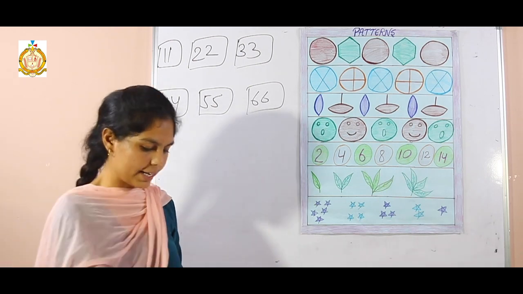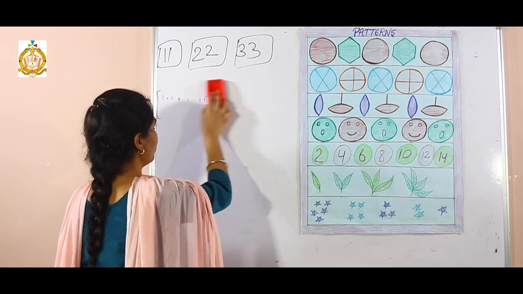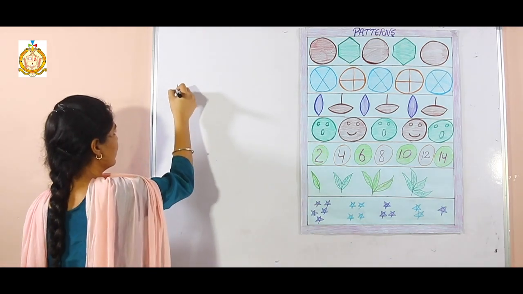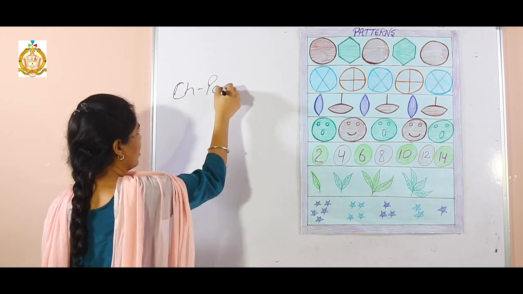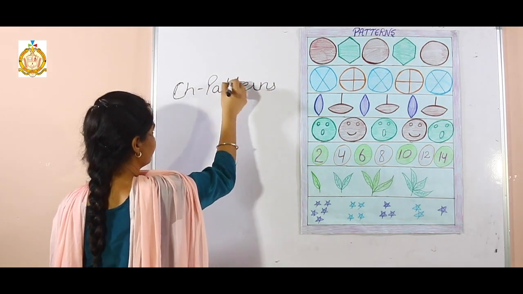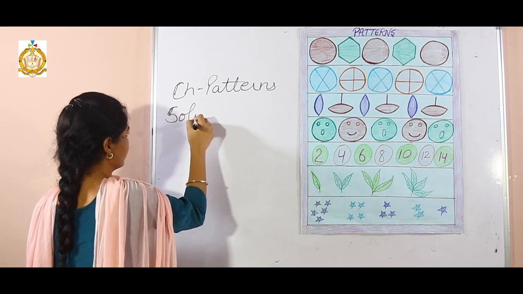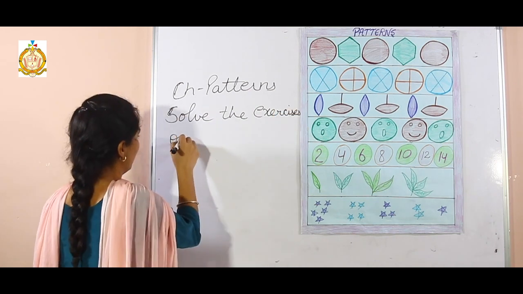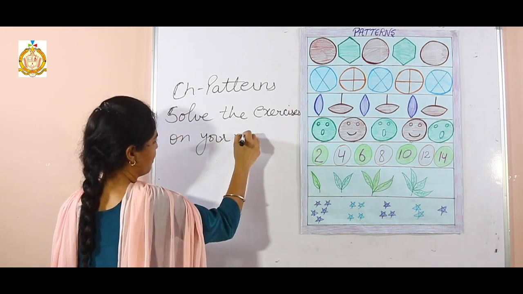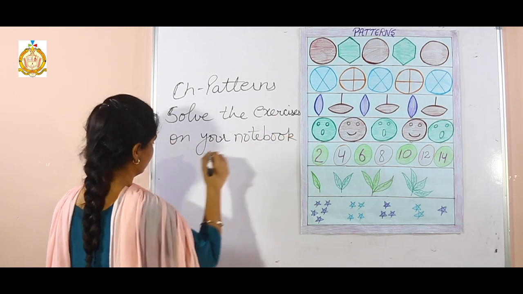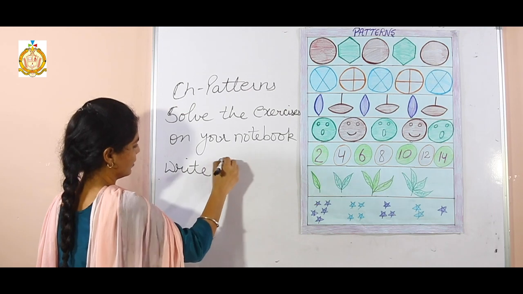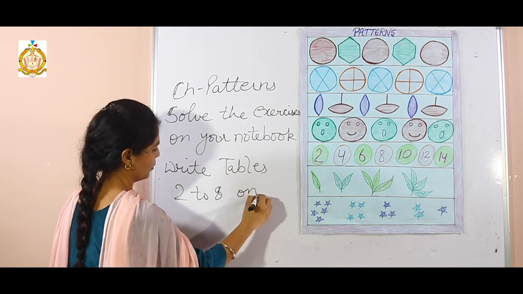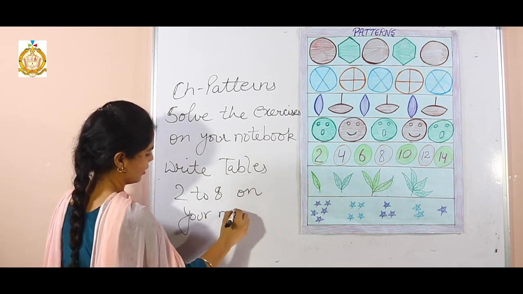So students, solve your exercise in your book as well as in your notebook. Both the exercises. Your homework is: solve the exercises in your notebook and also write tables 2 to 8 in your notebook and learn.